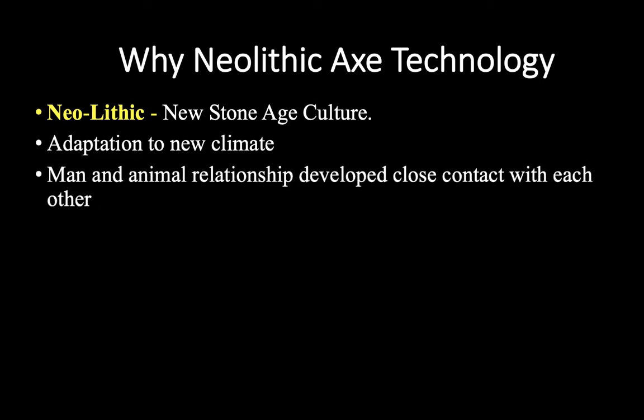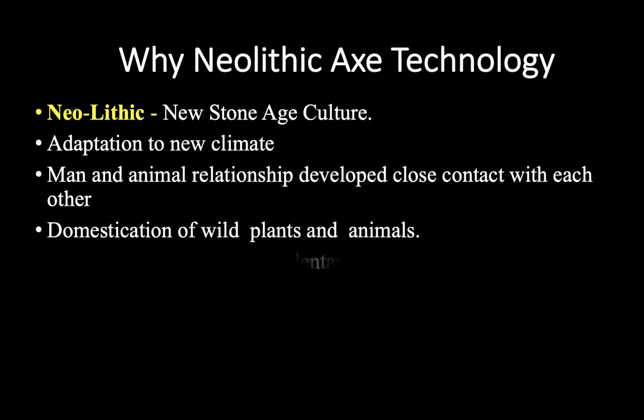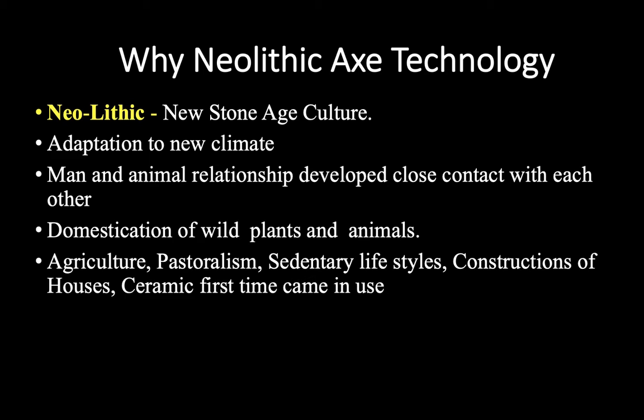Because of the domestication of plants and animals, in the Neolithic time period we developed close contact with animals, for example animals like sheep, goat, cow, pig, and several edible plants and crops were domesticated. Besides this, the Neolithic also suggests the start of agriculture. Full-fledged agriculture was started.